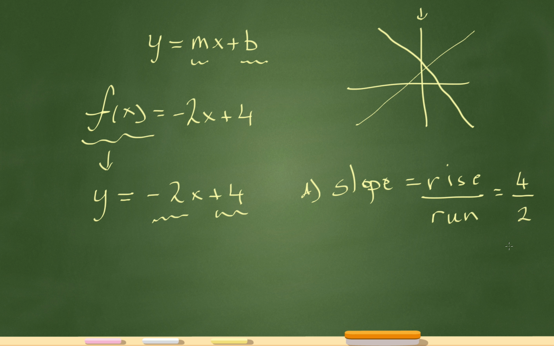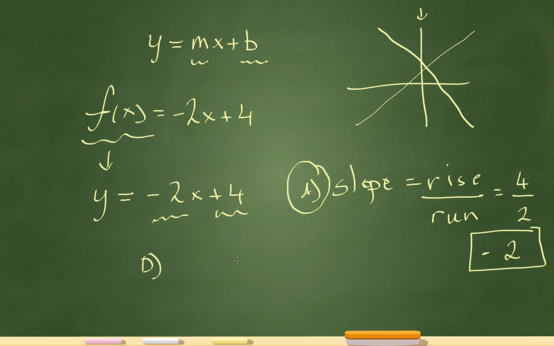And 4 divided by 2 is 2, and that's a downhill slope, so that's a negative 2. So that tells me my answer is A, because the rise is 4, the run is 2, which reduces to 2, and since it's a negative slope, negative 2, that matches up with what I have here, making my answer choice A.